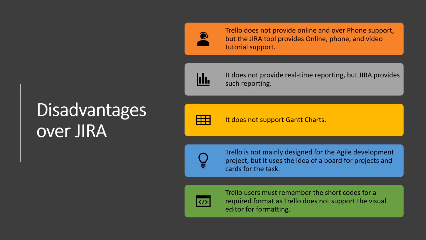A few of the disadvantages over Jira. Trello does not provide online and over-the-phone support. It does not provide real-time reporting, but Jira provides such reporting. It does not support Gantt charts. Trello is not mainly designed for agile development projects, but it uses the idea of a board for the project and cards for the tasks.